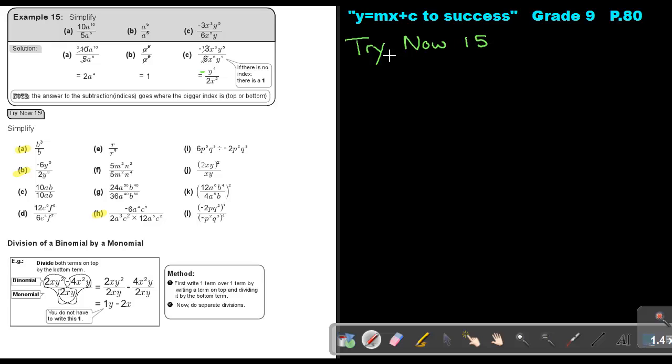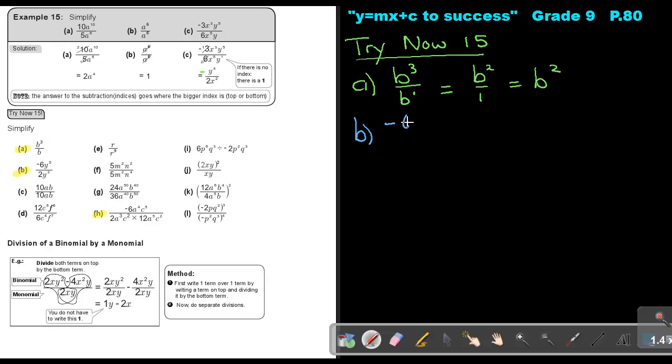Try now 15. Number A. Okay, so again, it's B3, and if it's just B, it actually means B1. Remember, 3, 1 cancel out, but do it like this. Where's the big amount? It's on top. It's actually like this. So 3 minus 1, that will be 2, but that is just going to be B squared. Okay, let's look at number B.